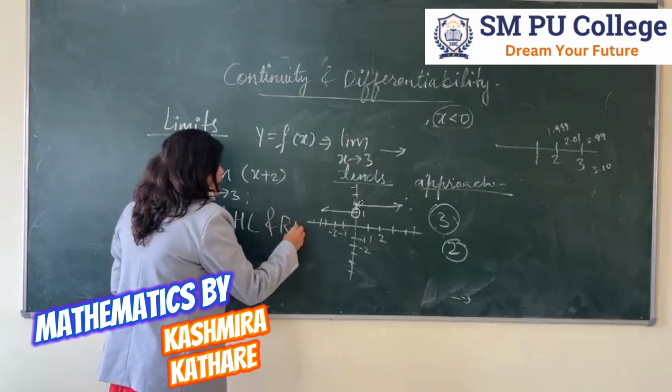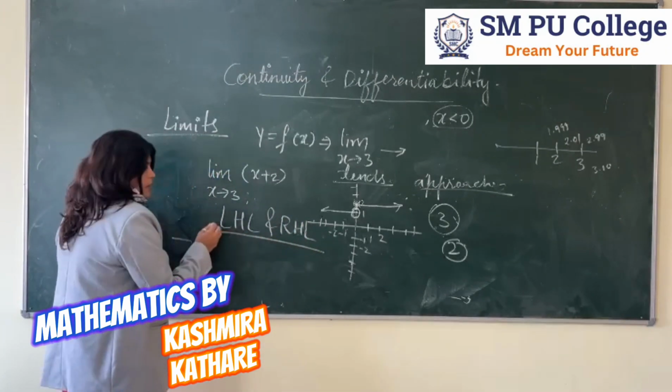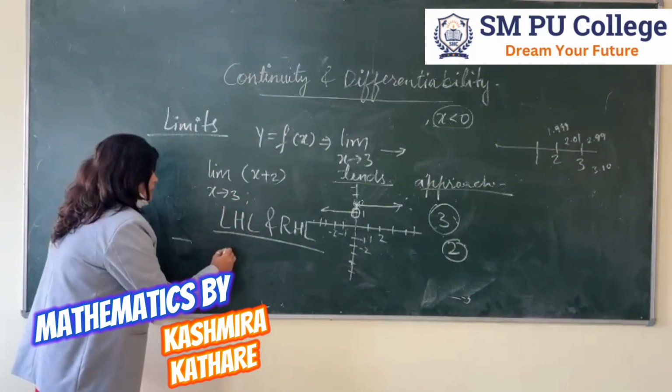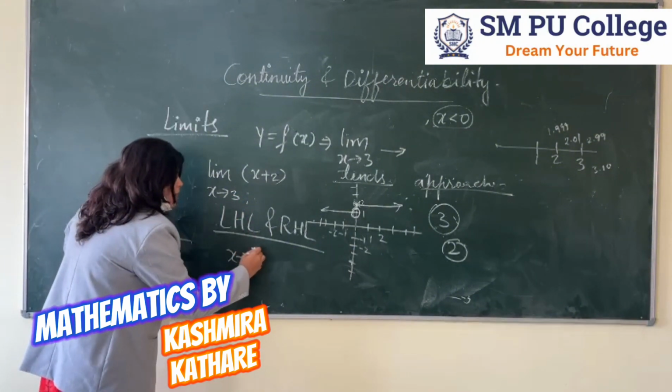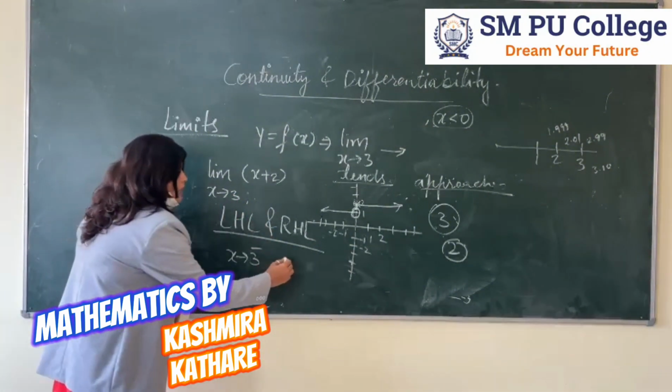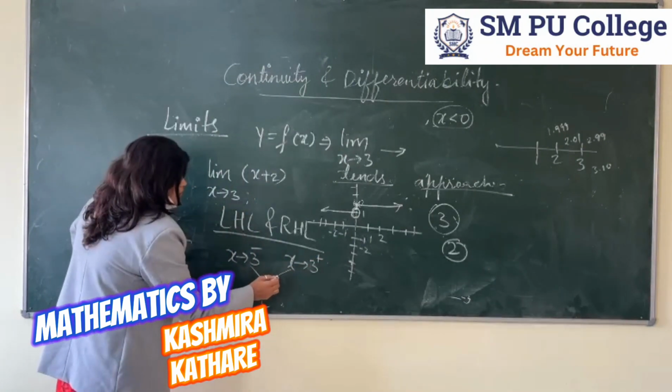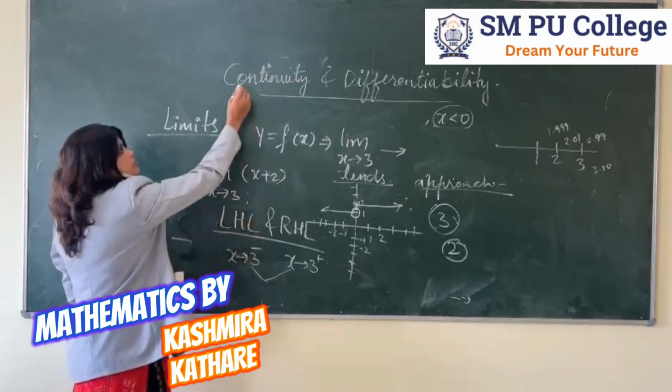and right hand limit. We are not going into detail because you have already studied this in first year. So in the left hand limit you will take x tends to 3 minus, and in the right hand limit you will take x tends to 3 plus. When both answers are equal, then it is called continuous.